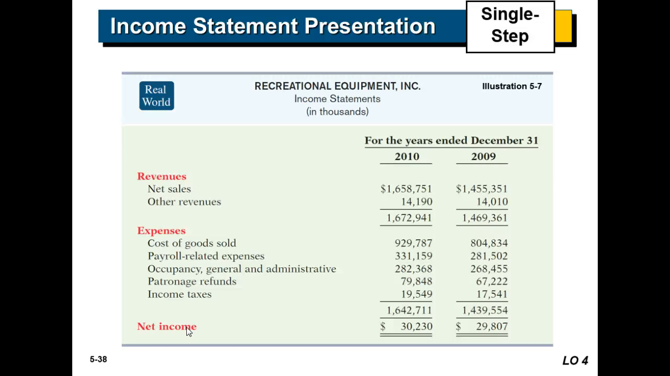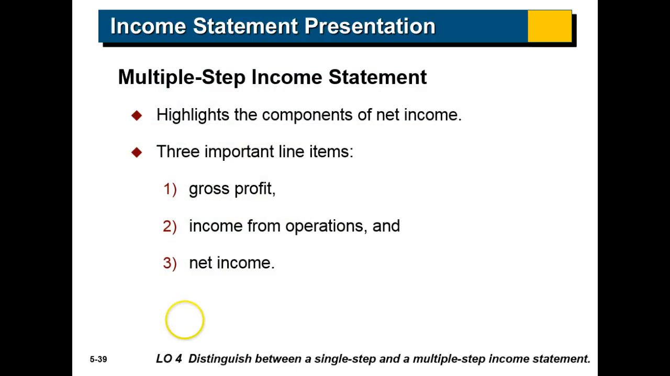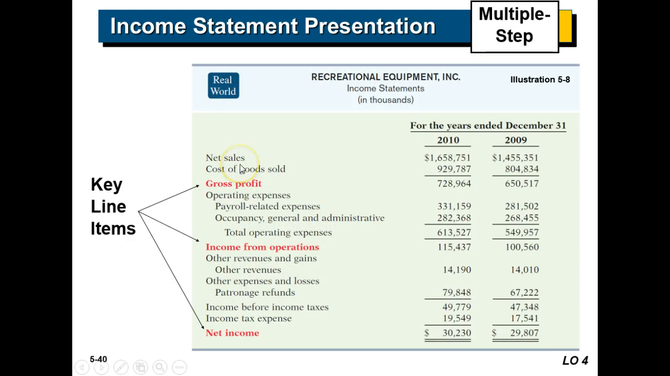But guys, you're not going to even have to do a single step. I'm not focused on that. The key for this chapter is the multi-step. So the multi-step is important because it breaks down a couple pieces here, categories. It gives us our gross profit. The gross profit is net sales less cost of goods sold. I promise you, you will see that again. What makes up the gross profit? Sales minus cost of goods sold, or net sales minus cost of goods sold.